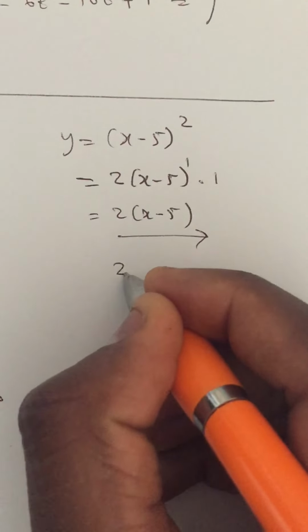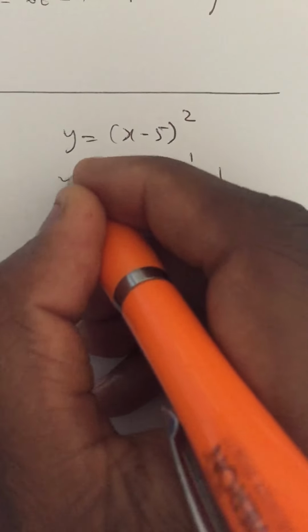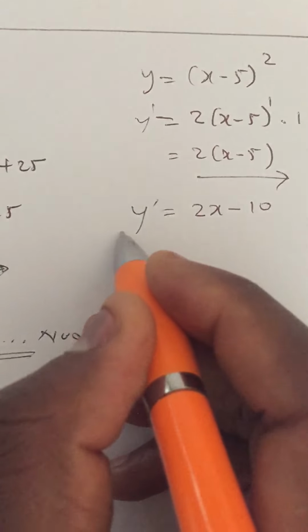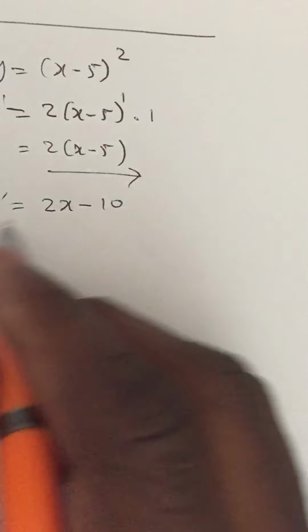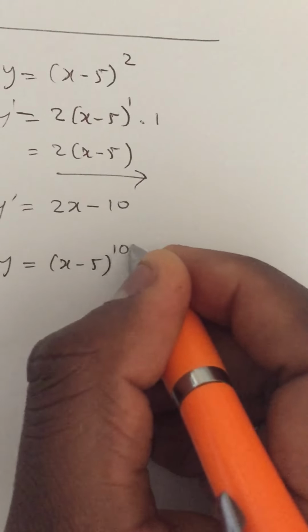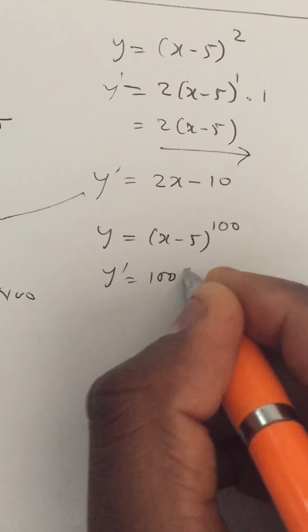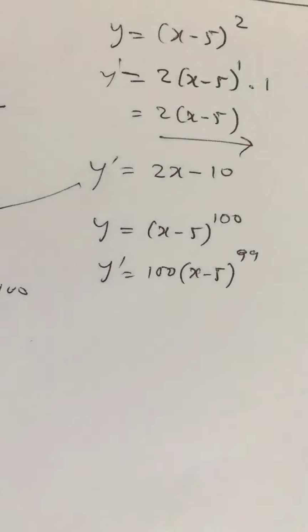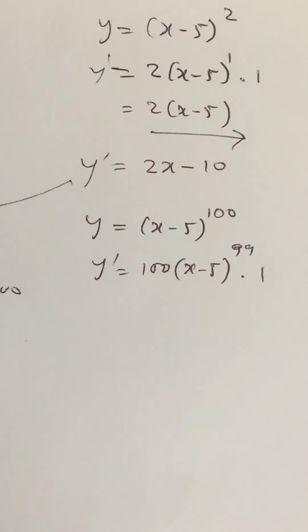Why? Because if I multiply, I'm going to have x, 2x, and then minus 10. Obviously I was differentiating from here. Okay, you can see they are the same. So the same thing applies. If I have y equal to (x minus 5) to the power 100, it's going to give me y prime equal to 100 (x minus 5) to the power 99, and then I go inside and multiply by 1. That's the answer.